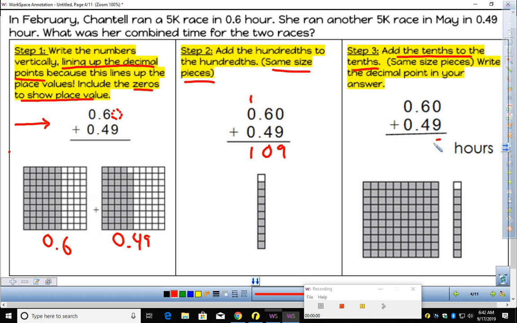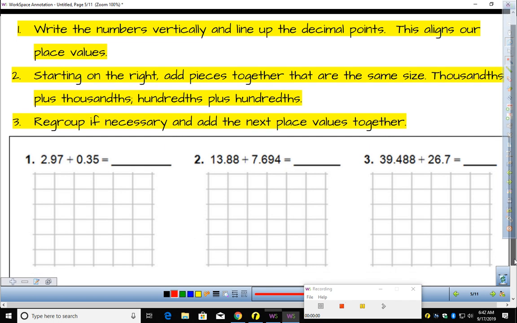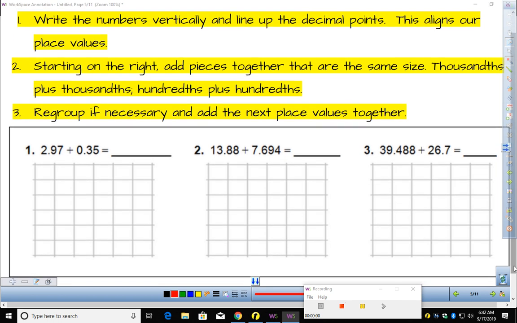The key here is that by lining up our decimals, we are forcing ourselves to line up similar place values. And then we also need to write our decimal point down in our answer. The decimal point falls straight down. And that's how you add decimals, ladies and gentlemen. The steps are at the top of the screen. They're in your notes. Let's do one together, and then you can try 2 on your own.